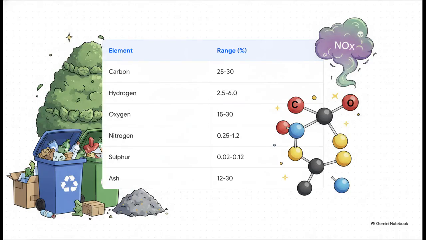Here's what an ultimate analysis looks like for a typical municipal solid waste sample. Notice the stoichiometry going on here. Carbon and oxygen are the heavy hitters of the organic fractions, sitting at 25 to 30% and 15 to 30% by dry weight, respectively. Meanwhile, nitrogen and sulfur remain super low, usually well under 1.2%. But don't let those small numbers fool you. They are absolutely critical to monitor so we prevent noxious gas emissions. And the ash fraction, as you might expect, is kind of all over the place, varying from 12 to 30%.